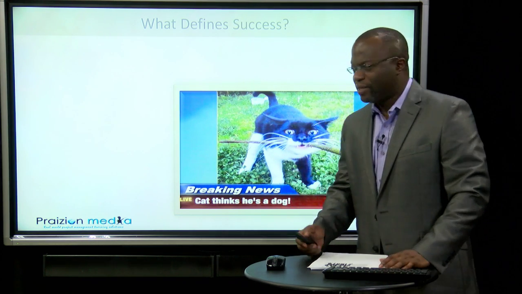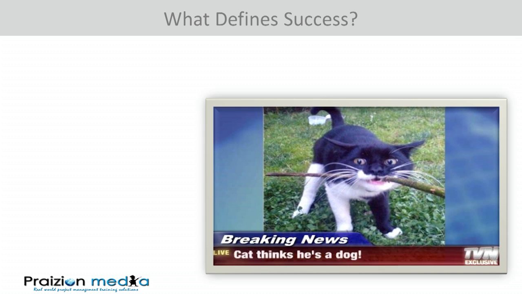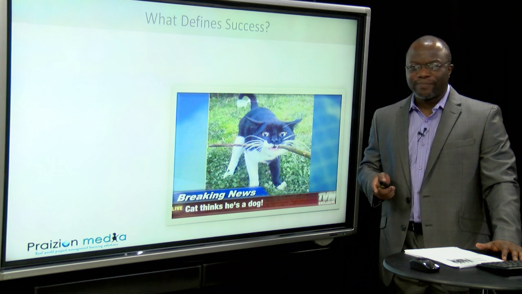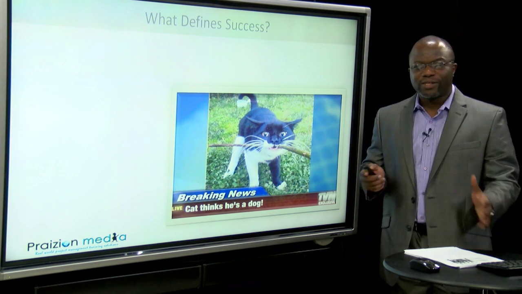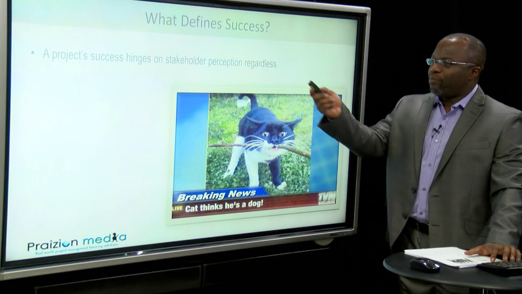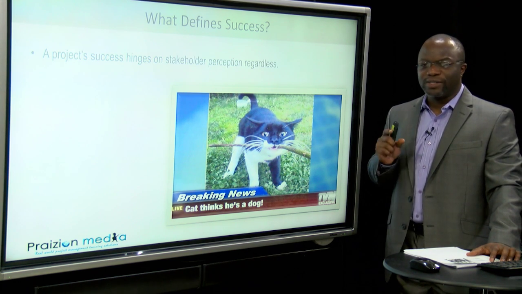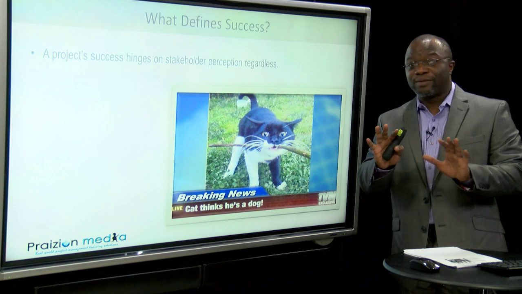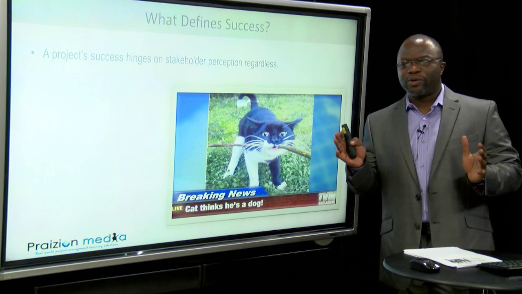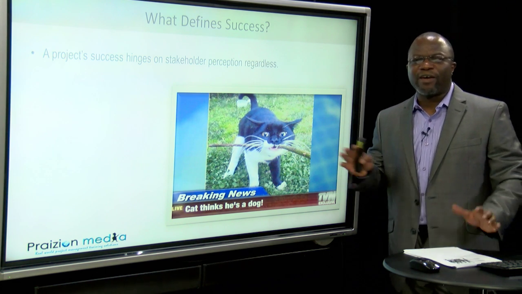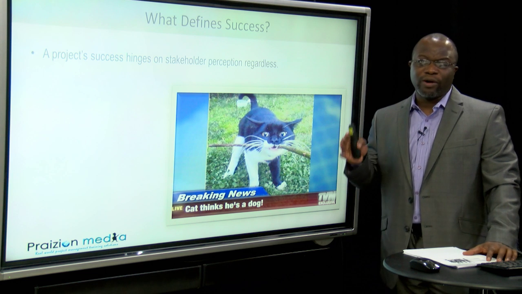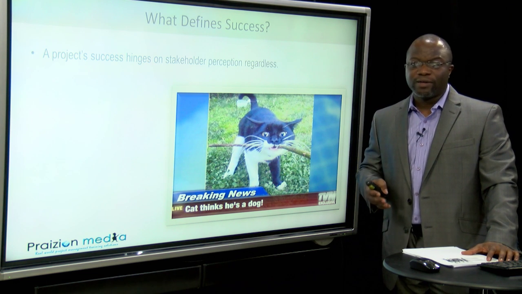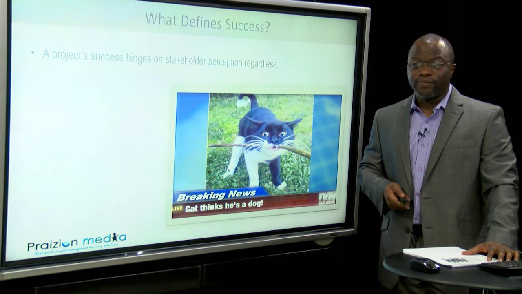Now, you probably laugh at this picture: a cat holding a stick in his mouth. Breaking news: cat thinks he's a dog. This cat, no matter what you do to it, will continue to think it's a dog. It's all in its perception. A project success hinges on stakeholder perception. It doesn't matter what the PM says. The PM could think he's the king of the hill and he was the best thing that ever happened to project management. If your stakeholders say it's a failure, it really is a failure.